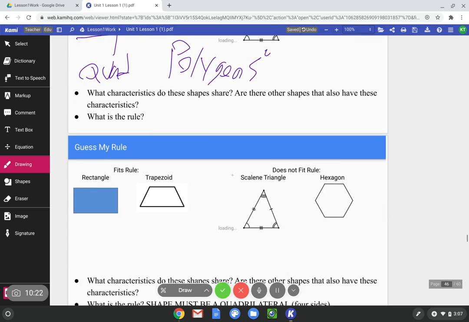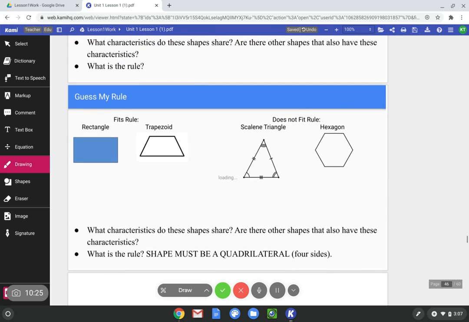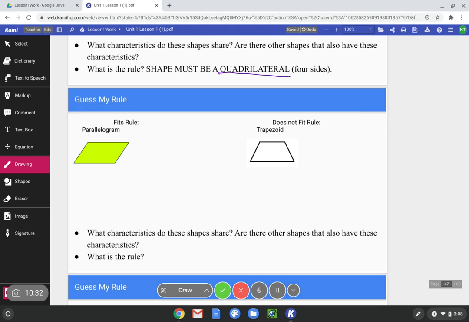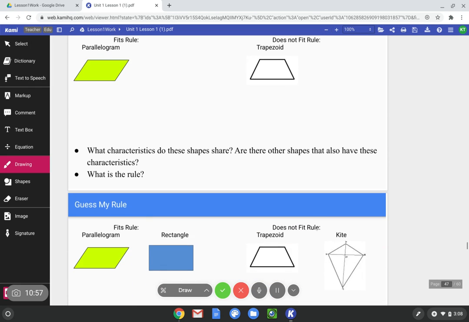Let's see if my answer is correct. Hey, and it is. The rule was that the shapes must be a quadrilateral. Okay, let's go into our next example. They've given us a parallelogram that fits the rule, but a trapezoid does not. Well, it can't be the rule we just came up with, that it must be a quadrilateral, because they're both quadrilaterals. So what does a parallelogram have that fits the rule that a trapezoid does not? I'm not too good at this game, so I'm going to need another example to get the answer.